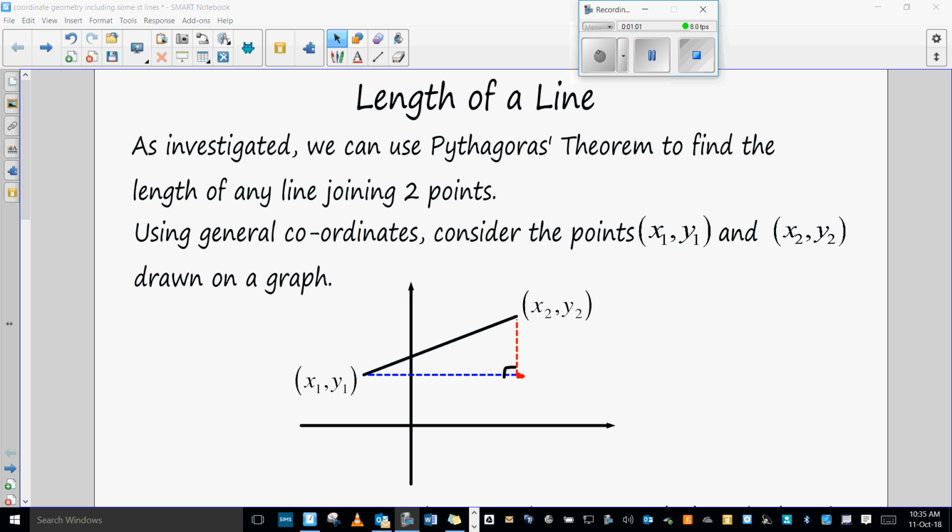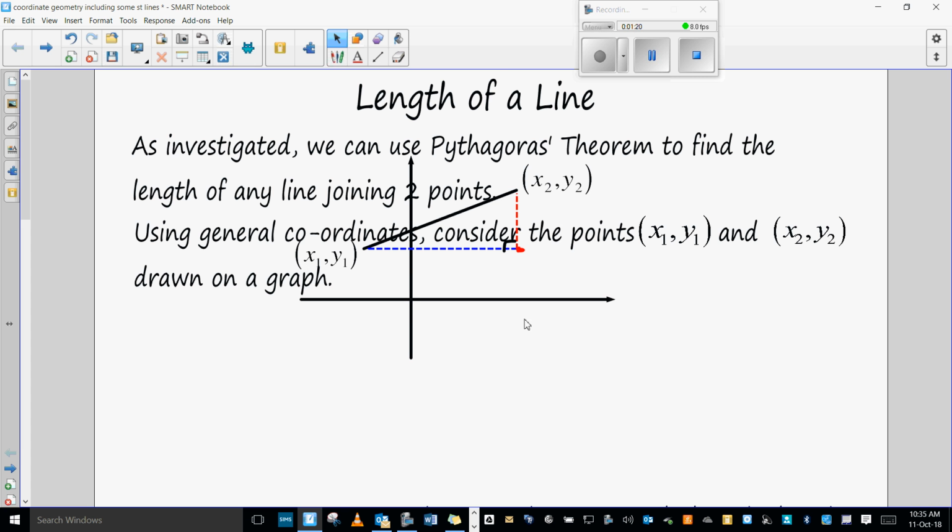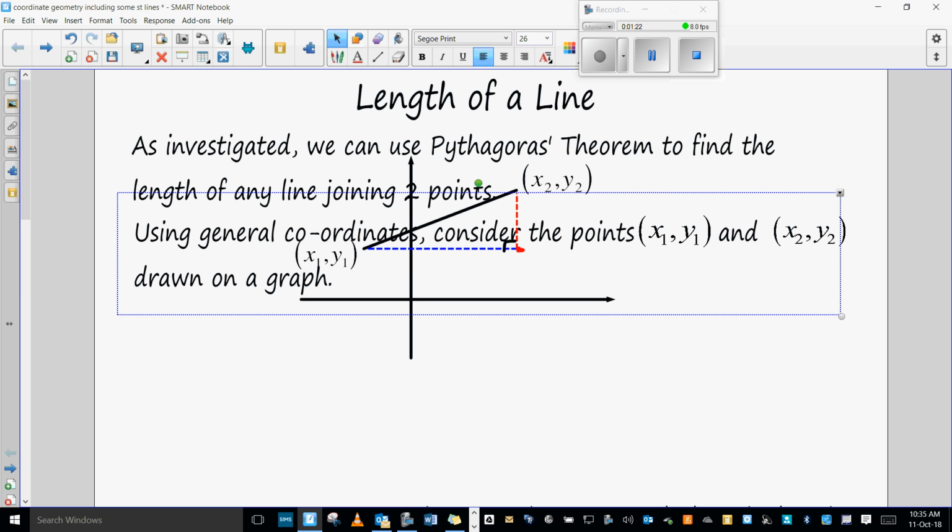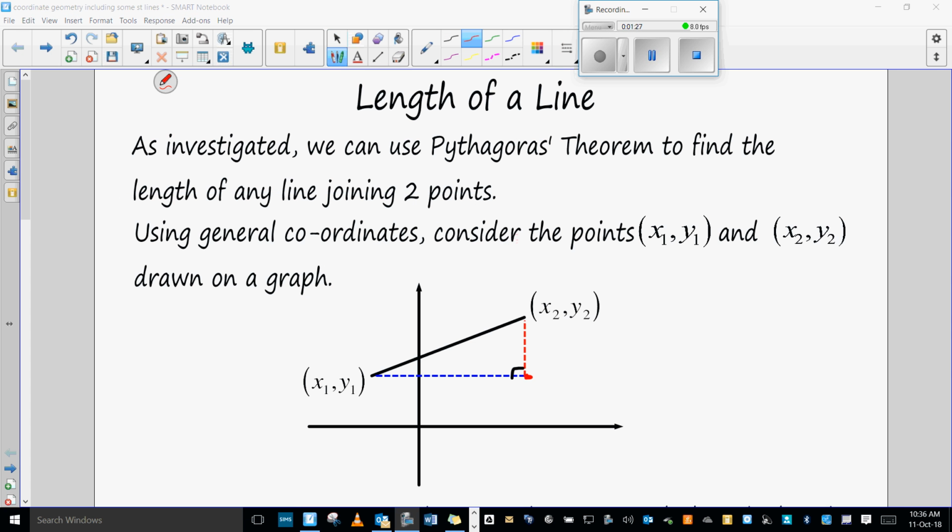Yes? And we're going to use the same kind of principle as we did when we were trying to find the length of the line when we're finding the gradient. Because we know that the gradient is the rise, which is this red bit, divided by the run. Yes? Do we recall how we found the length of that line? Do we remember how we found this length here? This one here.